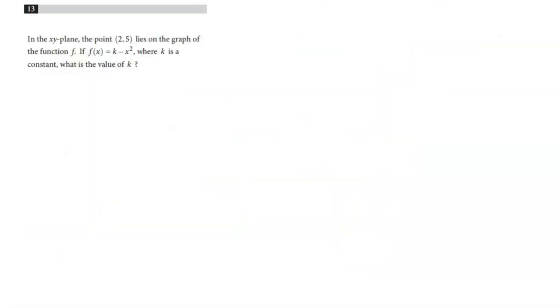Number 13. In the xy plane, the point 2, 5. So right there, they're giving me an x and a y combination that lies on the graph. This is super important. Whenever they tell you on the SAT that something lies on a graph, that means that you can substitute it in, or plug it in somewhere. So it says if f of x equals, so remember f of x is just y, if y equals k minus x squared, where k is a constant, so k is just some number, what is the value of k?